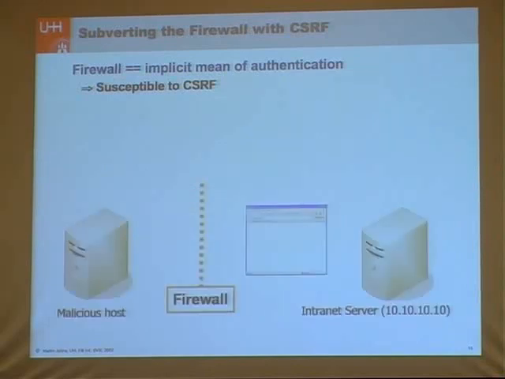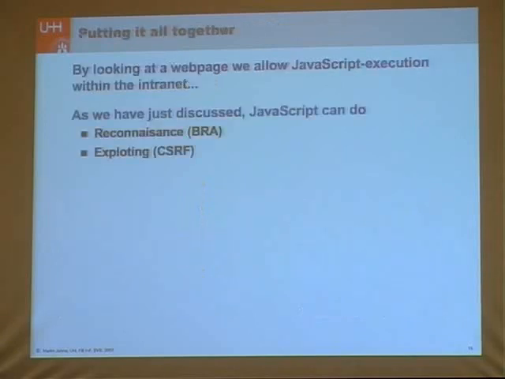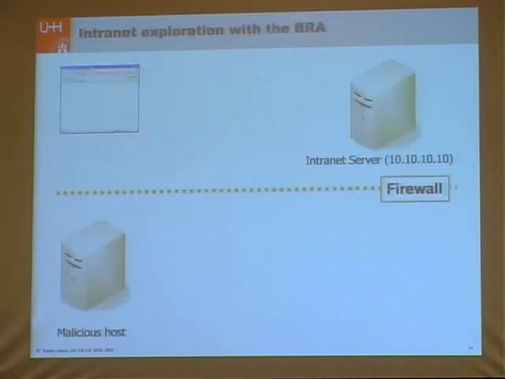So we have the malicious host that's outside the firewall, and we have the web browser that's inside the firewall. By looking at the cat picture, the user that is inside the intranet implicitly allows the attacker to access internal resources by cross-site request forgery. Okay, so put it together. We allow JavaScript execution inside the intranet, and JavaScript can do the basic reconnaissance attack, and it can do some exploiting using cross-site request forgery. So this is not too good, is it?